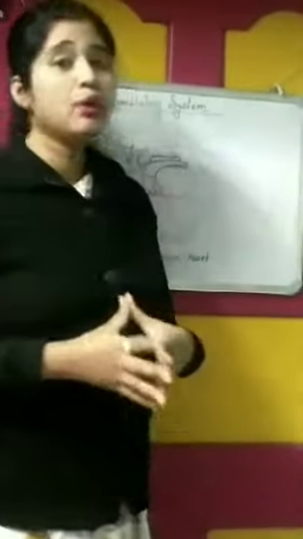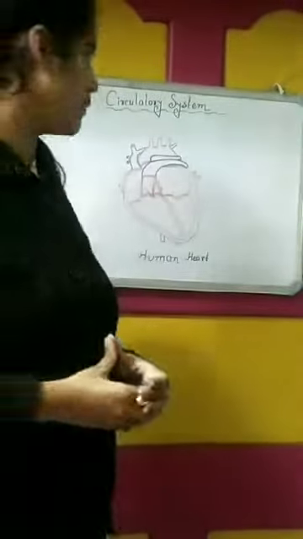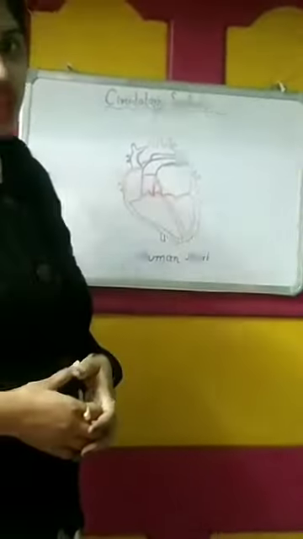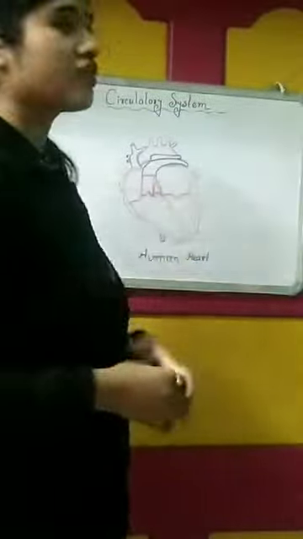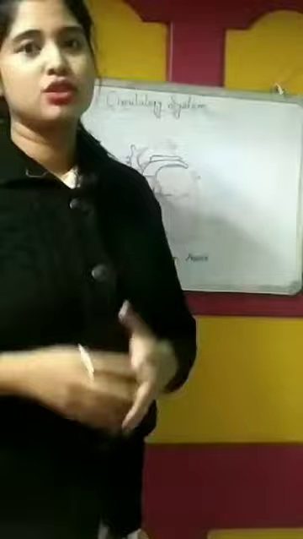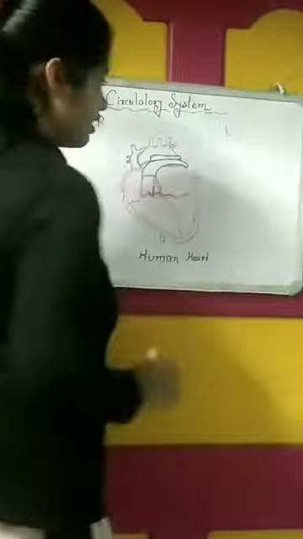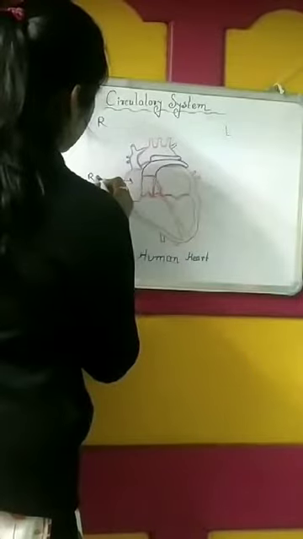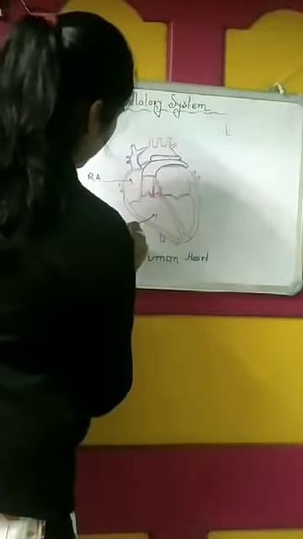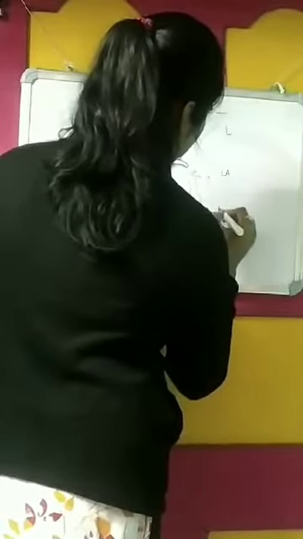So that is why the circulatory system is of so much importance. Next, this is the picture of the human heart. First, we need to know what are the main parts of the human heart. Firstly, the human heart is divided into two parts. First one is the right side and the second one is the left side. In the right side, we have two chambers. First one is the right atrium. Second one, right ventricle. Here are the left atrium and left ventricle.